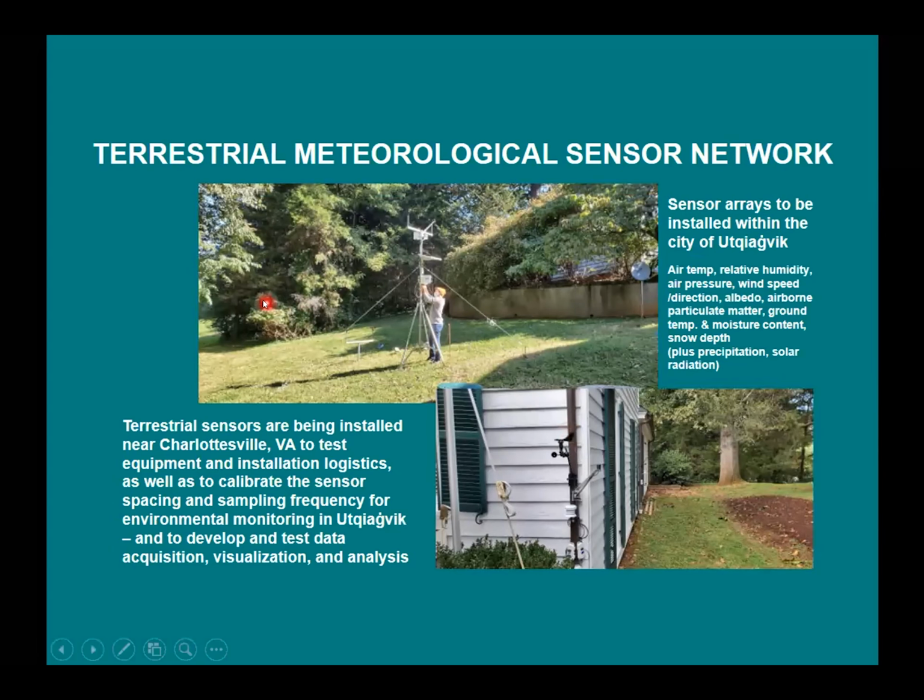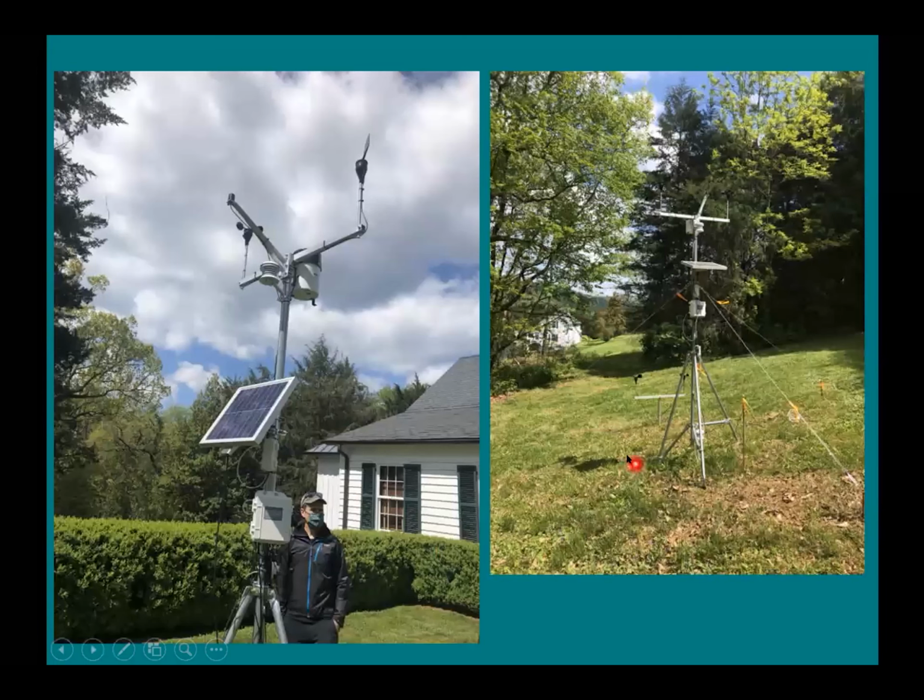The network that I'm most involved with, and that I'm presenting to you here, is our terrestrial sensor network. We're going to put out an array of terrestrial meteorological sensors within the city of Utqiagvik. Because of COVID, we haven't been able to get into the field, so we're installing them on our UVA property in Charlottesville to test the equipment, all the logistics, and all the data issues. It's going rather well. We have a beautiful setup on a gorgeous property that the University of Virginia owns. I'll show you some photos from when we went out there the other day.